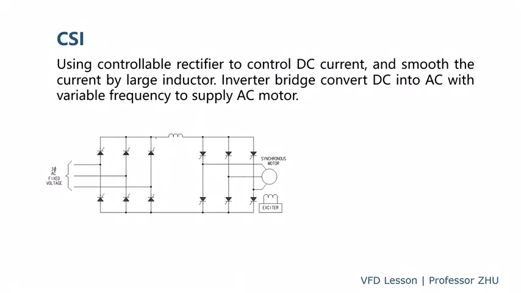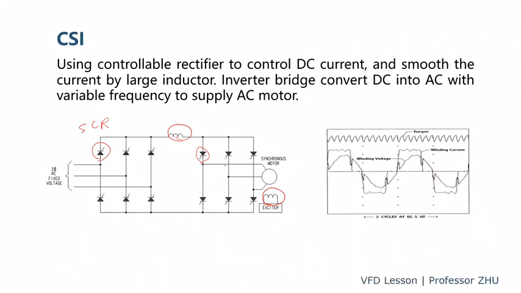So normally for the CSI, here is the inductor on the DC side, and on the converter side normally SCR or thyristor is used to convert AC to DC. And on the inverter side, SCR is also normally used. And the load is typically a synchronous motor with an electrical exciter. As we can see, this is the voltage on the load side, this is the current on the load side, and this is the motor torque.